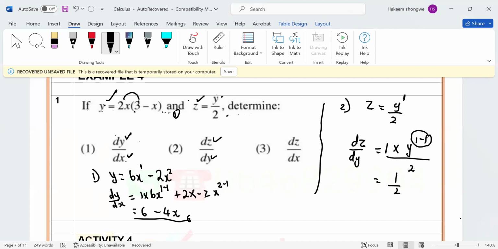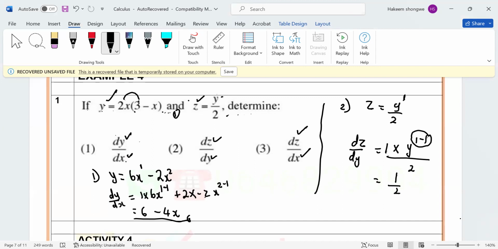Now let's go to the last one. Number 3, they say determine what is going to be dz all over dx. Now let's look at the equations here. We have 2 equations. Is there any equation that has both x and z? Do we have an equation like that? No. It's not there.